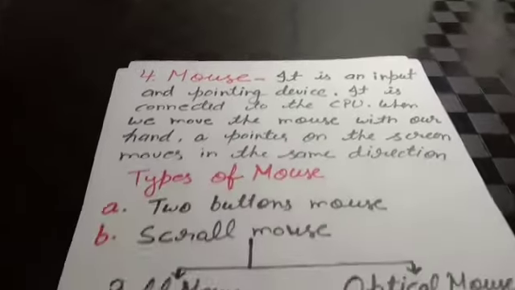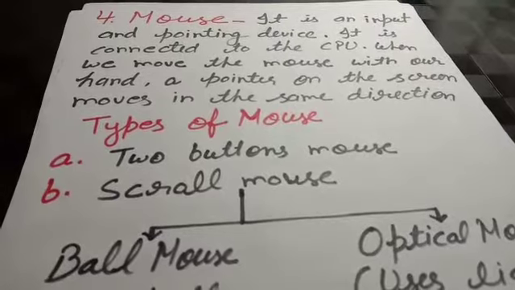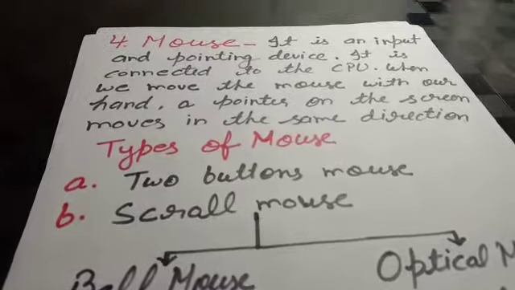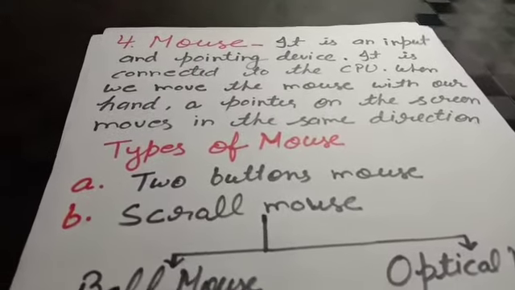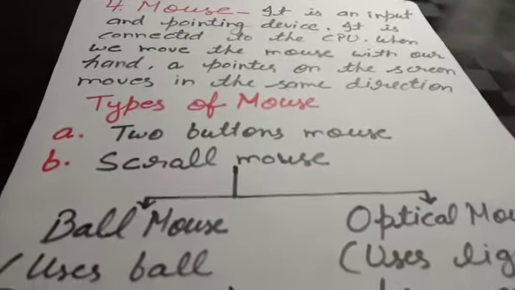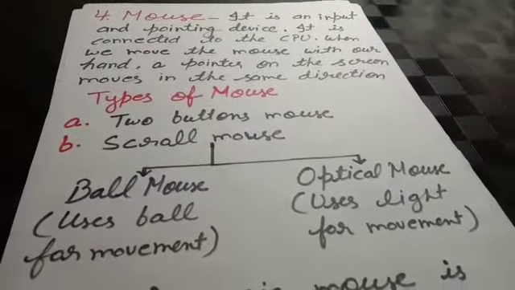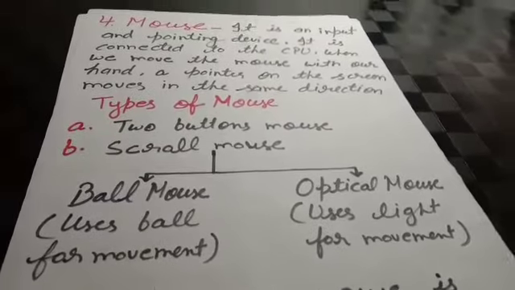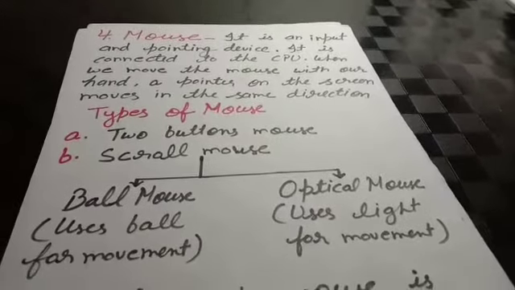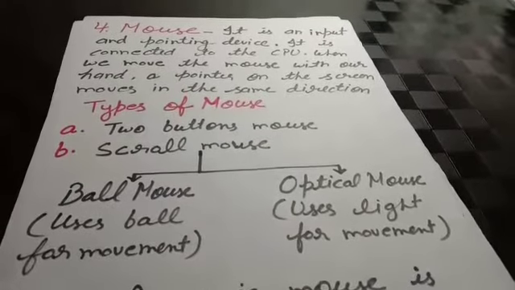Children, the mouse also has types. First is the two button mouse. This type of mouse has two buttons and one scroll wheel in the middle. A two button mouse may or may not have a scroll wheel, but it always has two buttons. Second is the scroll mouse. The scroll mouse has two types, ball mouse and optical mouse. Ball mouse uses a ball for the movement and optical mouse uses light for the movement. So children, you learned about the scroll mouse, the ball mouse and the optical mouse.